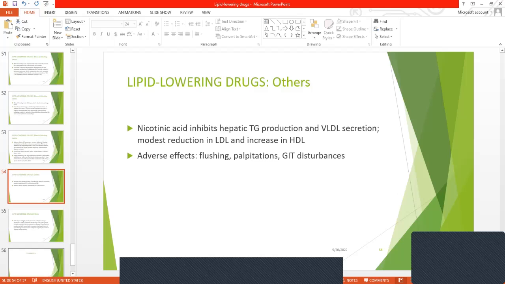Tachyphylaxis to flushing usually occurs within a few days at doses above 1.5 to 3 gram daily. Patients should be warned to expect the flush and understand that it is a harmless side effect. Other side effects include pruritus, rashes, dry skin and dry mucous membranes, and acanthosis nigricans. The acanthosis nigricans requires discontinuation of niacin because of its association with insulin resistance. Some patients experience nausea and abdominal discomfort.